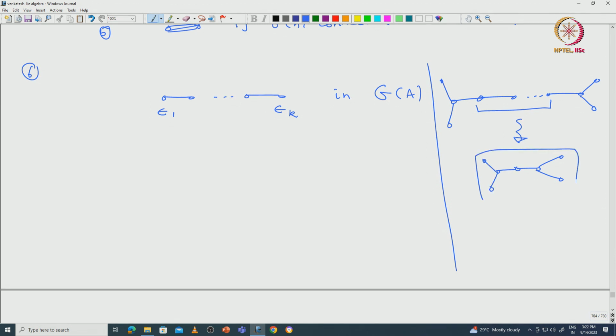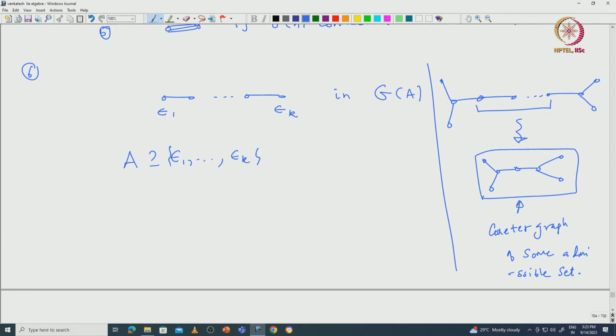So we want to climb, this is again the Coxeter graph of some admissible set. Okay, so how does one do that? Basically A contains epsilon 1 etc. epsilon k. Those are all distinct vectors.